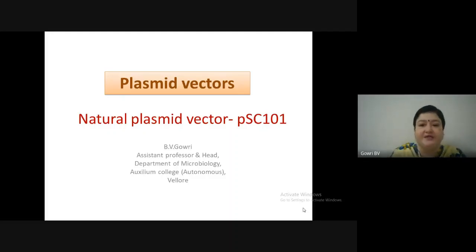Natural plasmid vector pSC101. P stands for plasmid, SC stands for the discoverer of the plasmid. SC is a person who discovered this plasmid. He is Stanley Norman Cohen, and 101 is the number of the plasmid which was identified in the same laboratory. So today's topic is plasmid vectors, the natural plasmid vector pSC101.